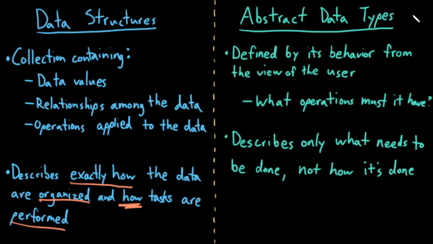Whereas an abstract data type, on the other hand, is defined by its behavior from the point of view of a user. So not exactly how the operations are done, but just what operations it must have from a completely abstract point of view. Regardless of how it does those tasks, just what operations must it have. Specifically, it describes only what needs to be done, not how it's done. It has no details about how any of these operations are performed, just what operations need to be performed.